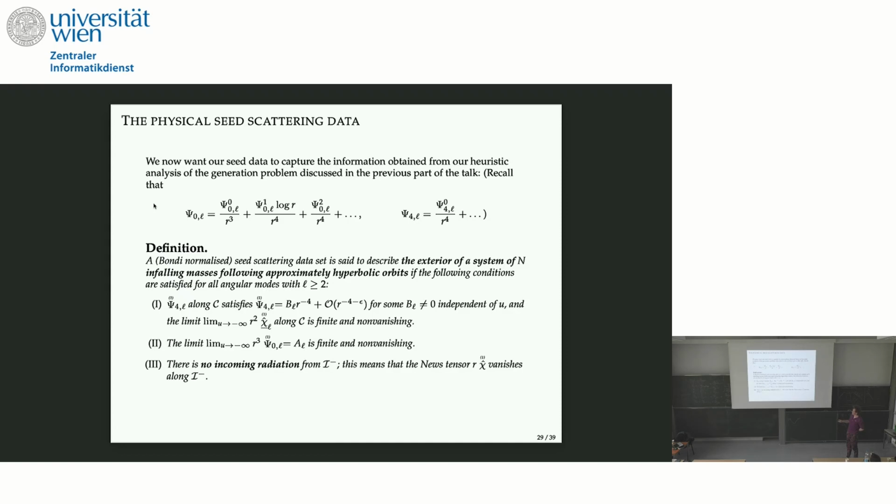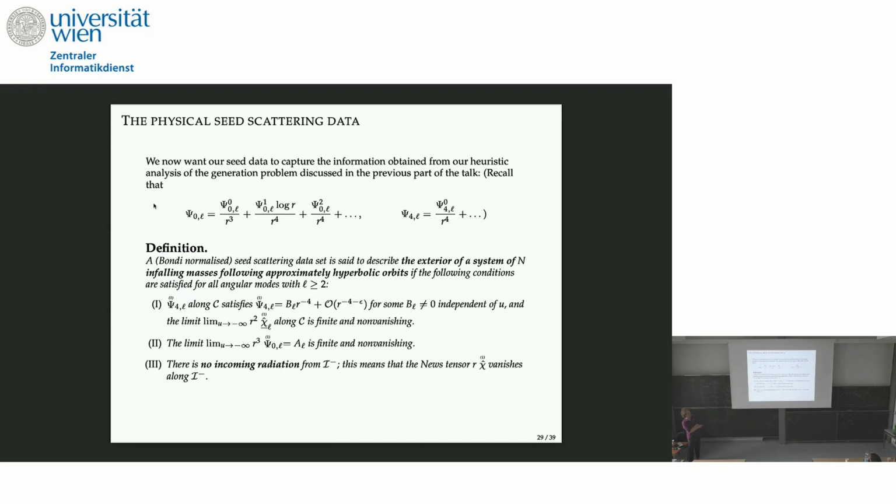I want there to be no incoming radiation from scry minus, which means that this News tensor vanishes. And okay, I also wrote this condition. This is something that I skipped in the discussion of the generation problem, but basically the ingoing shear has the 1 over r squared behavior there. Again, that's not something hugely influential for anything, so I thought it's okay to skip it. But okay, up until now, I've only set up my problem.